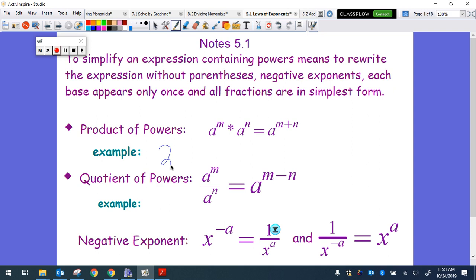If I had 2 to the 4th times 2 to the 6th, you would leave your base the same, so it would stay a 2, and you would add your exponents. So 4 plus 6 is 10. If they're dividing, the rule is that you subtract them. So if I had x to the 10 over x squared, I would subtract them and get x to the 8.